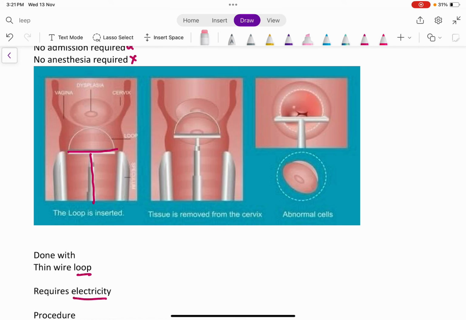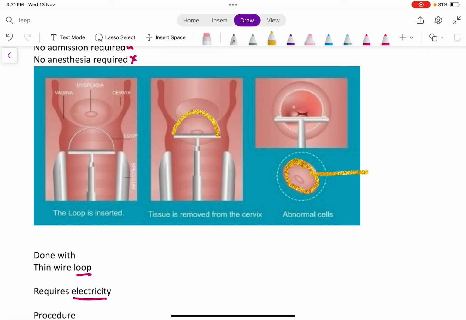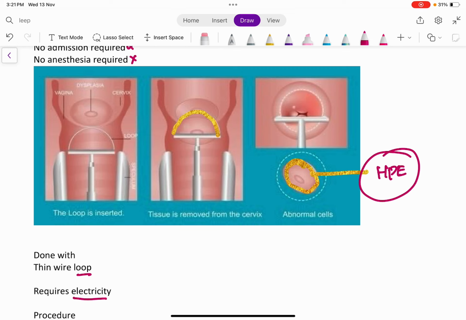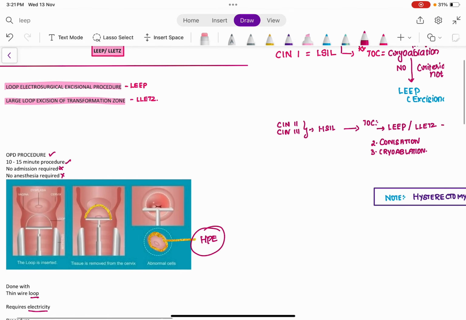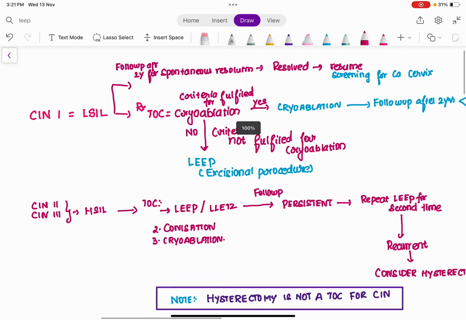As you can see here, right? So this is the loop, and you're going to insert this loop. As you can see here in the cervix, this is the area of dysplasia, and this wire loop is going to cut and coagulate at the same time, and it has removed. As you can see here, the abnormal cells have been removed. Now these abnormal cells can be subjected for histopathological examination. So this is one of the greatest advantages of this LEEP or LLETZ, since it is an excisional procedure. So this is all about the LEEP or LLETZ.